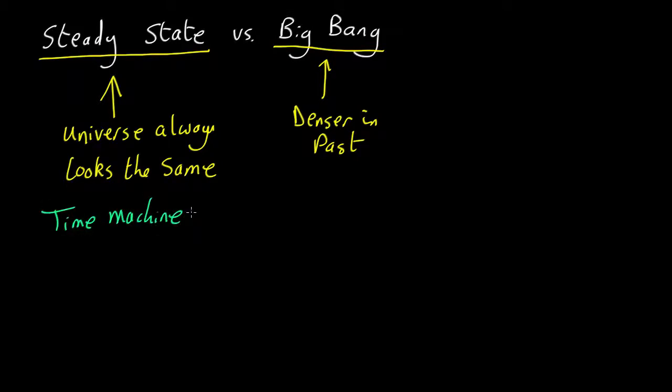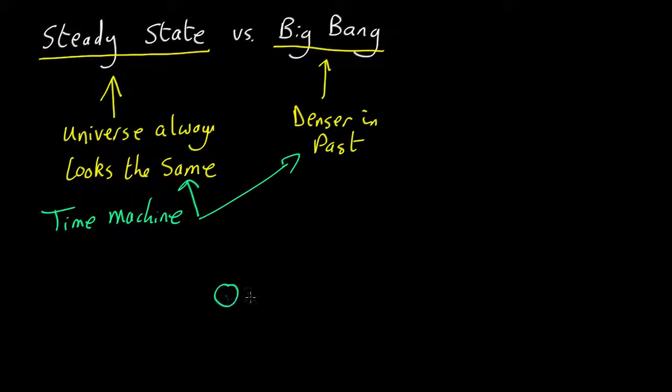We look around today, see what the universe looks like, then go back in time a few billion years and see what the universe looks like then. If it was denser in the past, that's Big Bang theory. If it looks exactly the same, steady state theory. And luckily in astronomy we do have a time machine. Our time machine is light.